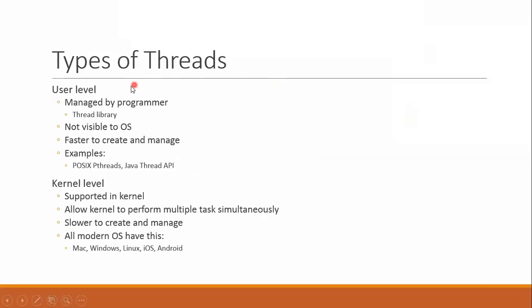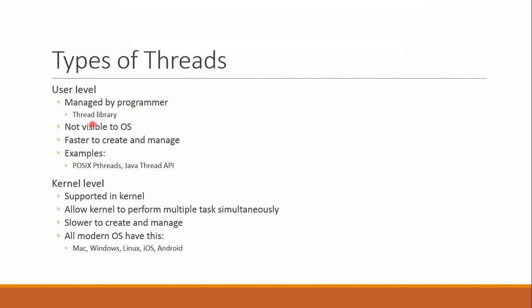Types of threads. There are two types of threads, user level threads and kernel level threads. User level threads are managed by the programmer. The programmer can create a thread, schedule them, and can perform other operations on the thread.